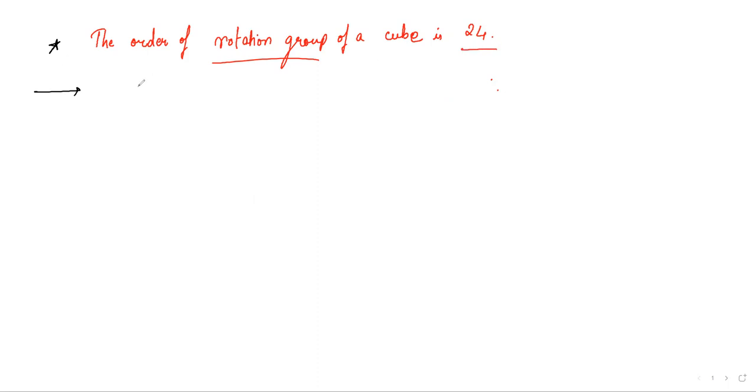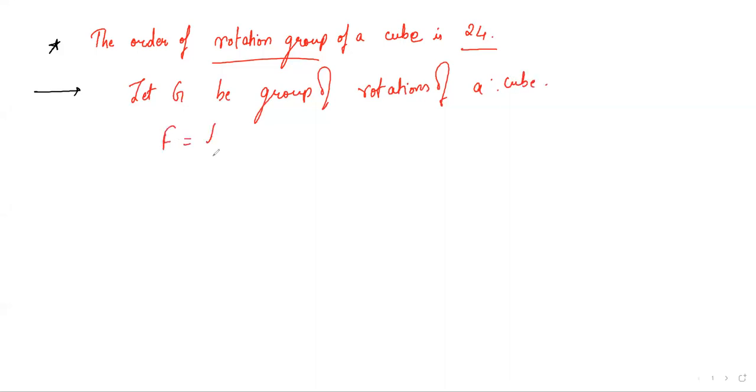So let's start. Let G be the group of rotations of a cube. Let F be the set of all faces of the cube. And since a cube has 6 faces, let me label the faces as 1, 2, 3, 4, 5, 6.